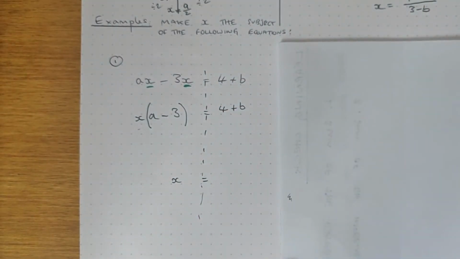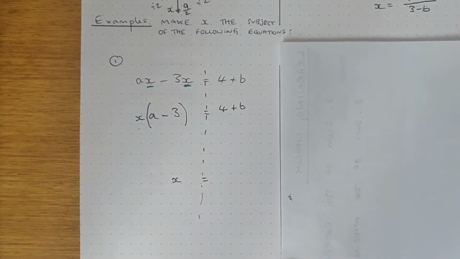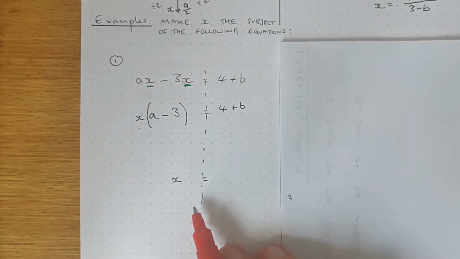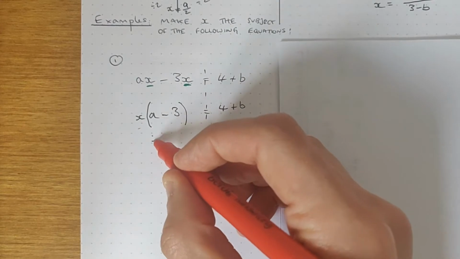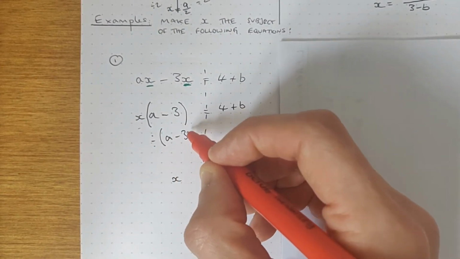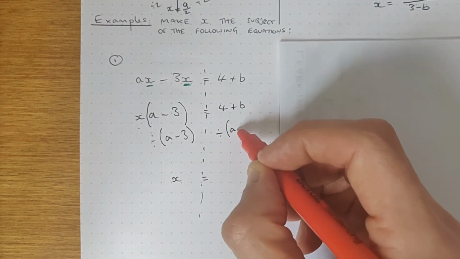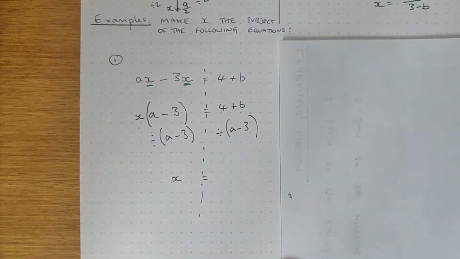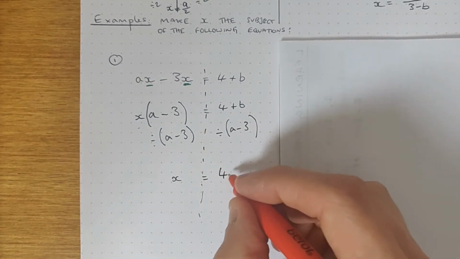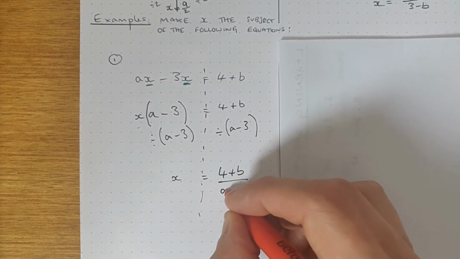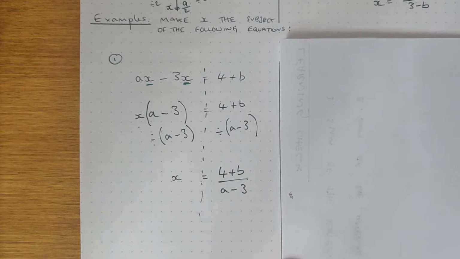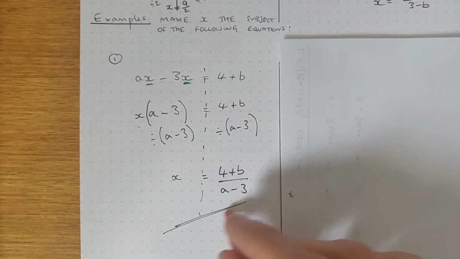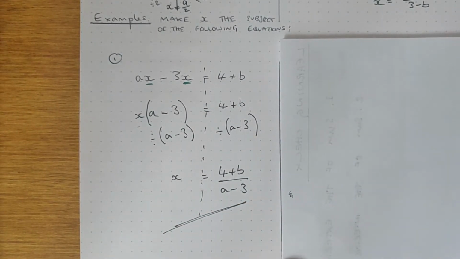Okay? And please do make sure we're drawing this line through our equal signs to make sure our equals are all lined up. It will help us as we go through. But to get from this point to my end destination, I know I'm going to have to divide both sides by my bracket. When I do that, I'm left with x is equal to 4 plus b all over a minus 3. And that is a nice clear answer, and I've rearranged to make x the subject.